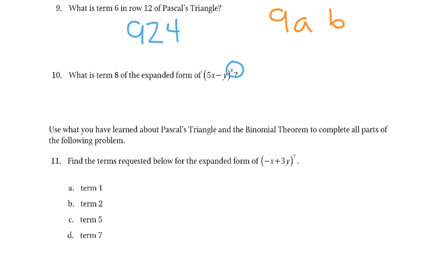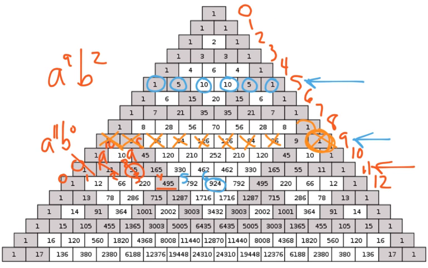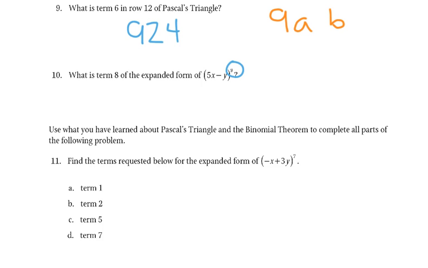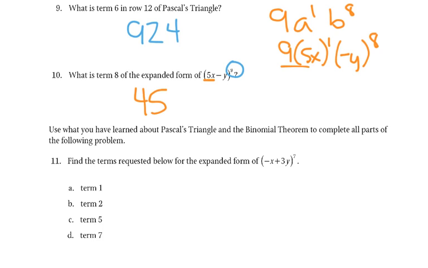And then a, b to the something. Okay, so it's the second to last, so here a would be 0. So going backwards, a would be 1. Or in other words, b would be the total, so going backwards it would be a to the first, b to the 8th. Okay, there's a. So 9 times 5x to the first times negative y to the 8th. So 9 times 5 would give us 45, x, and then y to the 8th. It's positive because a negative to the 8th becomes positive.